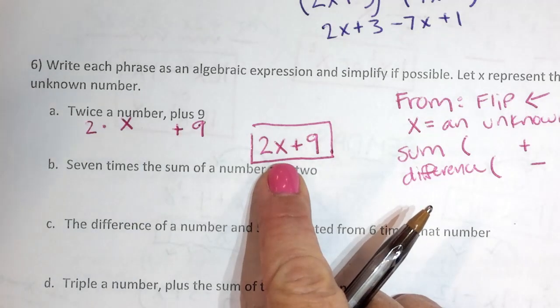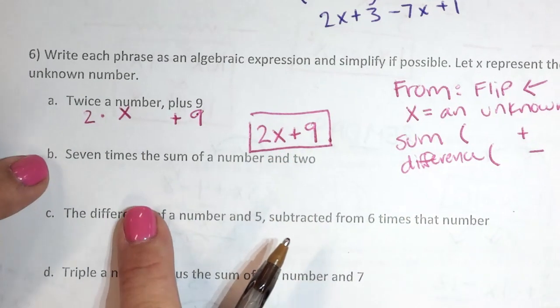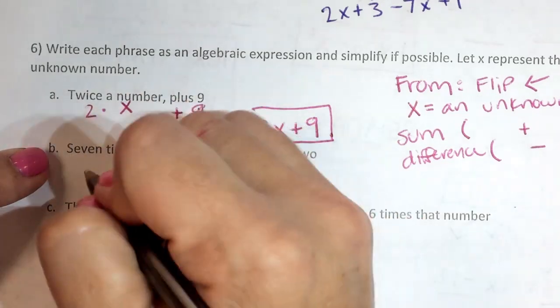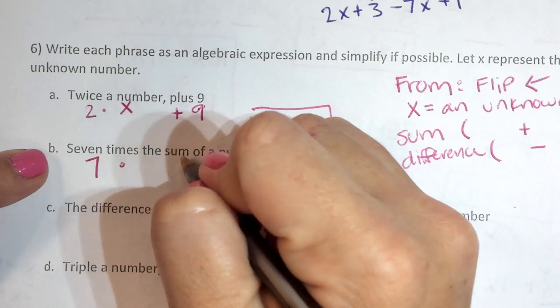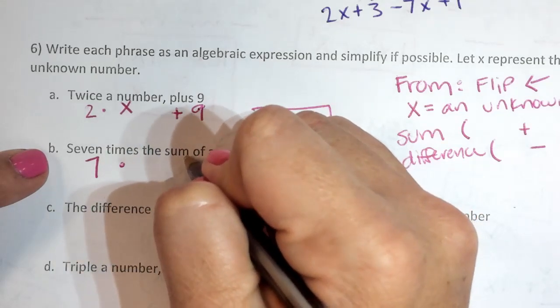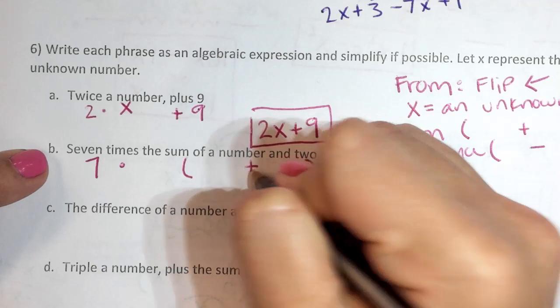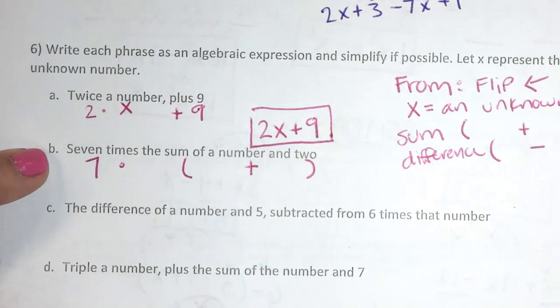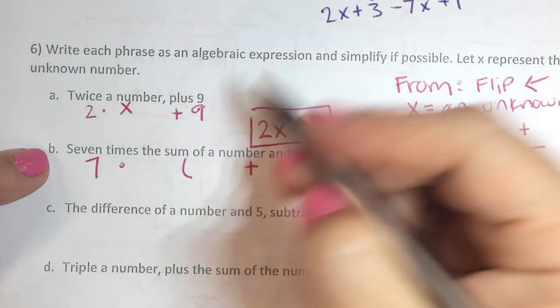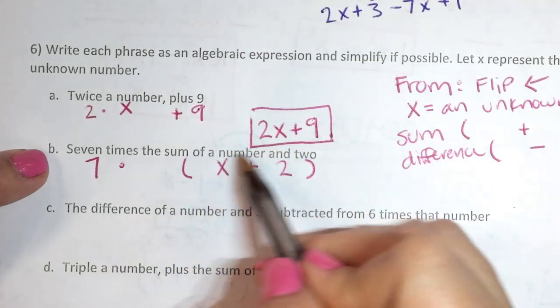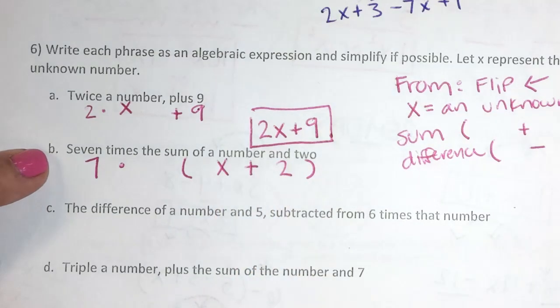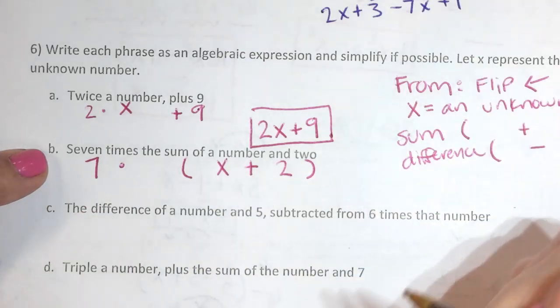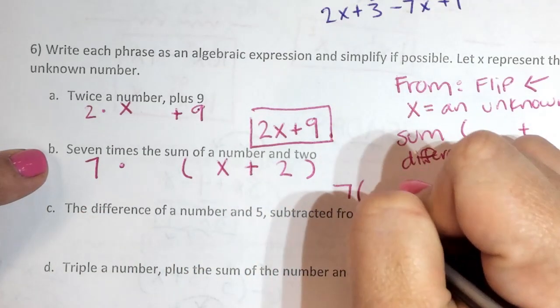Okay, so looking at this one, it says 7 times the sum. What did I say whenever we saw sum? Parentheses with a plus sign in the middle. It says a number and 2. Do we know what number? X and 2. So whatever comes first goes first. So it says a number that we don't know, X, and then it says 2 second. So 2 came second. Okay, so I have 7 times X plus 2.